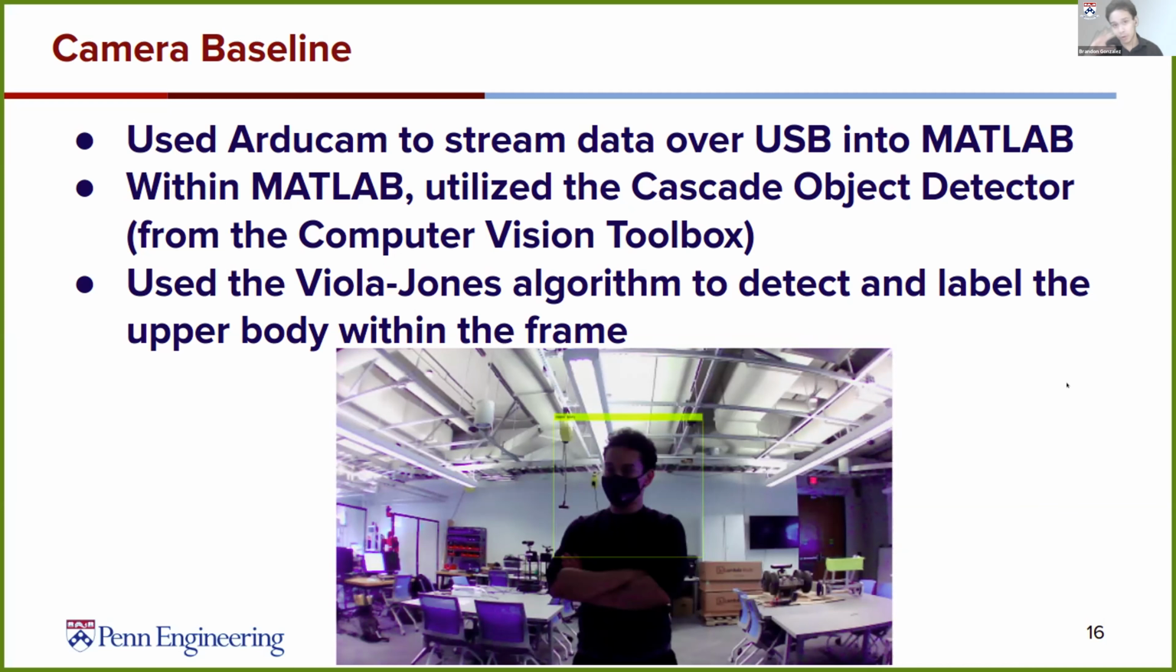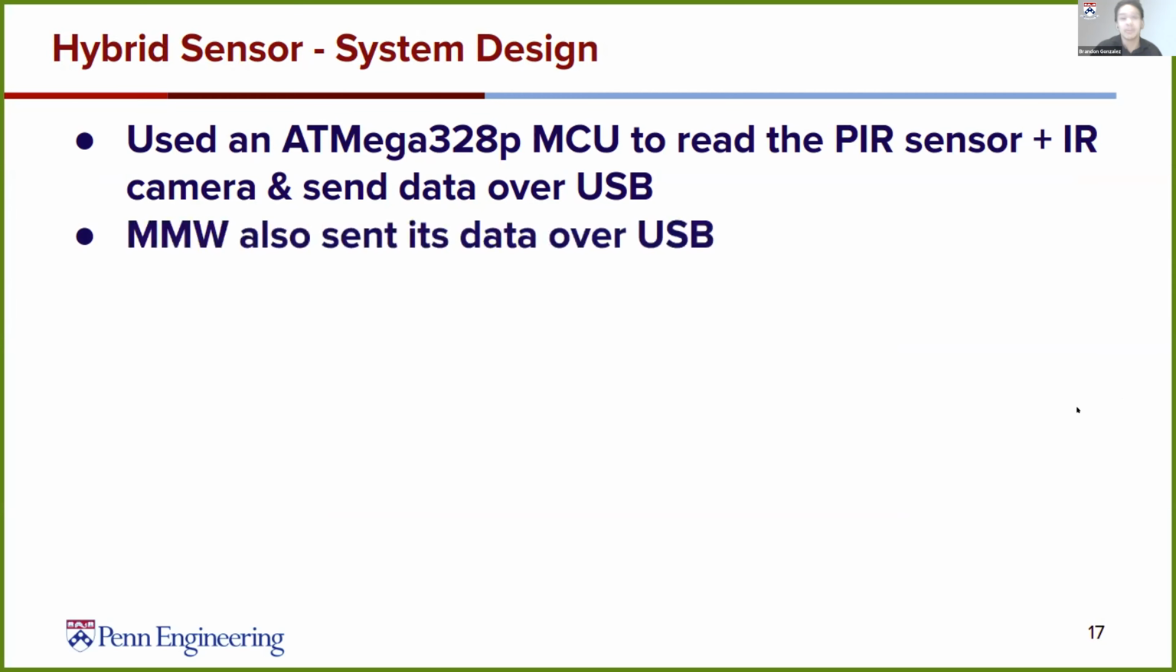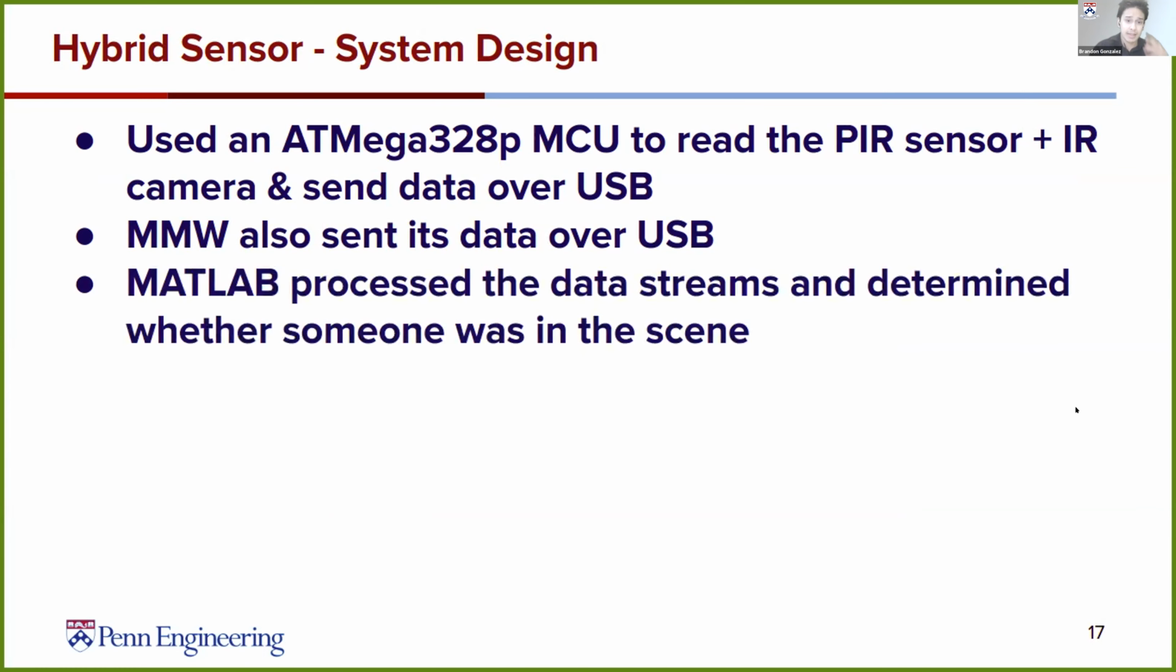system. So what's important to know is that the camera baseline is separate from the hybrid sensor system we're using as a comparison. So the results from the camera system won't be used in the hybrid sensor system. The hybrid sensor system is a combination of the other sensors that we use. So we use an ATmega328P microcontroller to interface with the PIR sensor and the IR camera. And that 328P sent its data over USB to the computer. And then the millimeter wave also sent its data over USB. Millimeter wave has its own microcontroller on the board, so there was no need to interface with the 328P. It could just go directly to the laptop. And once the laptop had the data streams over the two USB ports, it processed that data in MATLAB and then determined whether there was someone in the scene based on the data that it was seeing.